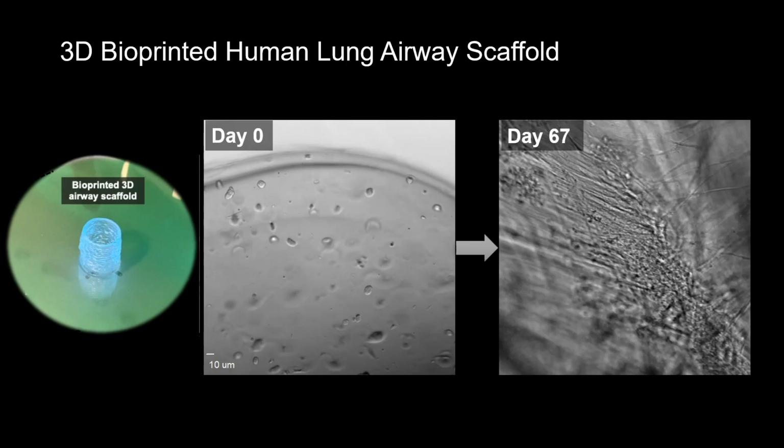Over time, the scaffold becomes densely populated with fibroblasts, forming a 3D interconnected cellular network throughout the matrix. This tells us the scaffold supports natural tissue-like stromal organization, where cells interact with ECM in a more physiologically relevant way, closely resembling native airway architecture.